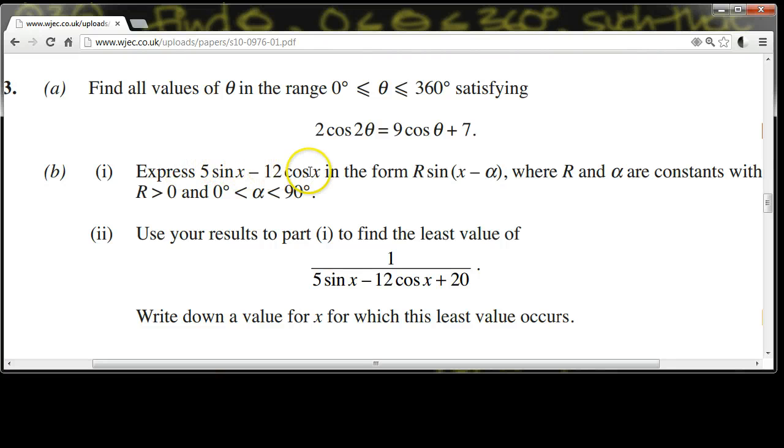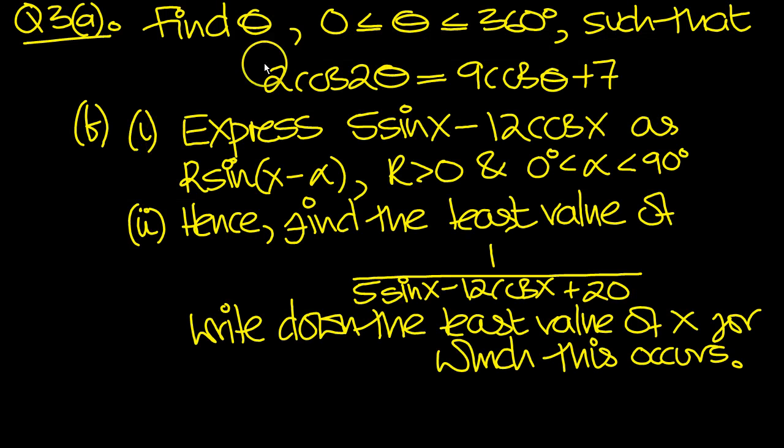Express 5 sin x minus 12 cos x in the form R sin(x minus alpha), where R and alpha are constants with R greater than 0 and alpha between 0 and 90 degrees. Use the results in part 1 to find the least value of 1 over (5 sin x minus 12 cos x plus 20). Write down a value for x for which this least value occurs.